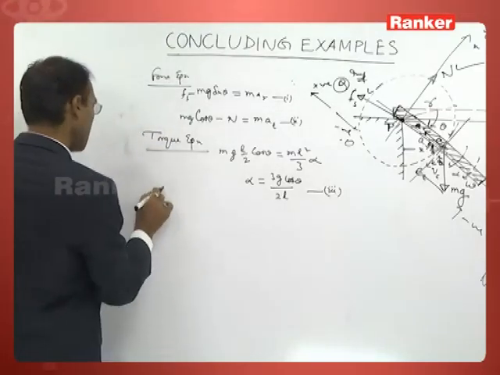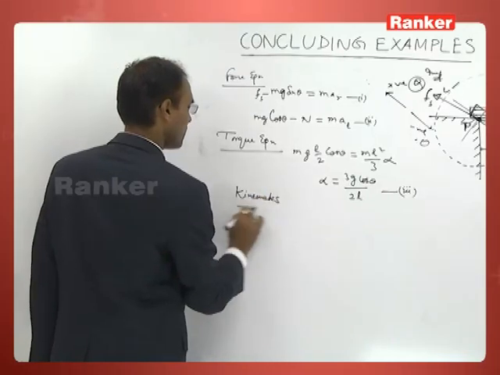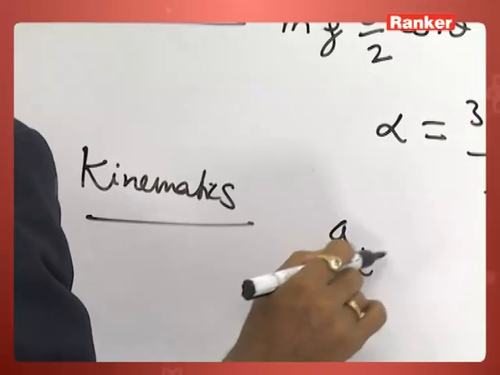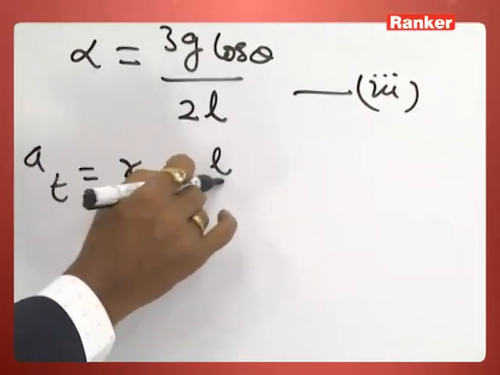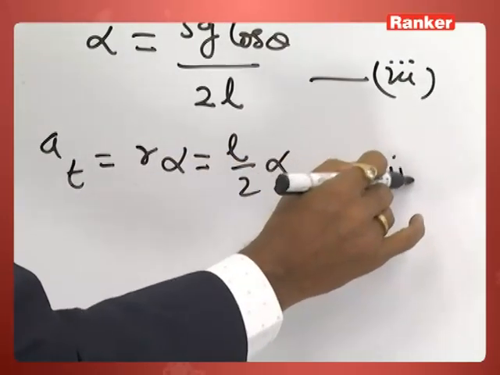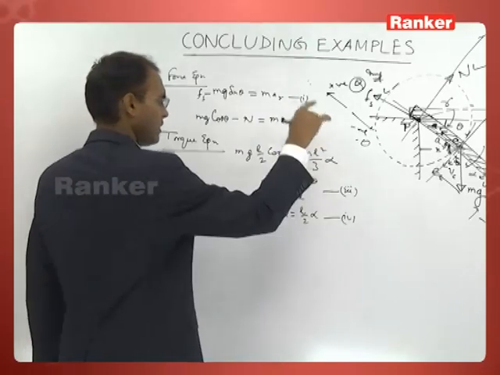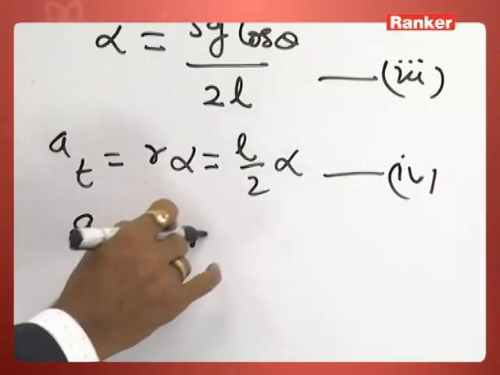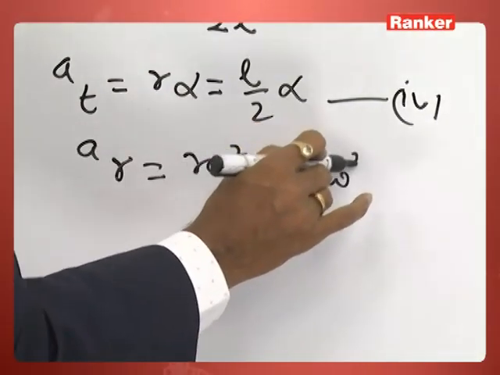Then we are writing the kinematical equations. Since it is moving in a circular path, AT is equal to R alpha, that's equal to L by 2 into alpha. Fourth equation. And along the radial direction, the centripetal acceleration is equal to R omega square, that is L by 2 into omega square.